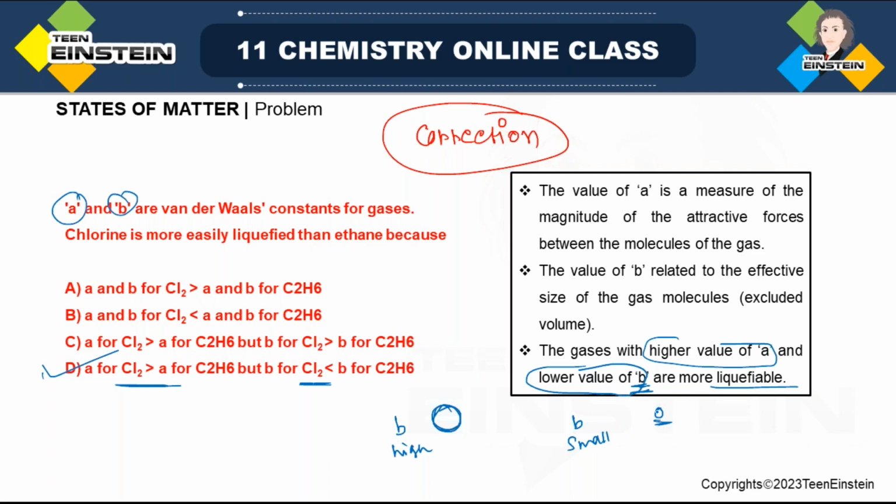So this is the correct option, that is option B. A for chlorine is greater than A for C2H6, but B for chlorine is lesser than B for C2H6. So both are not the same: A greater, B less.